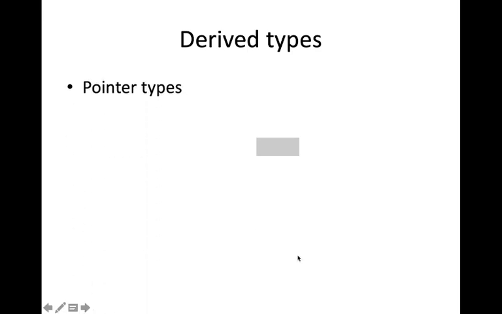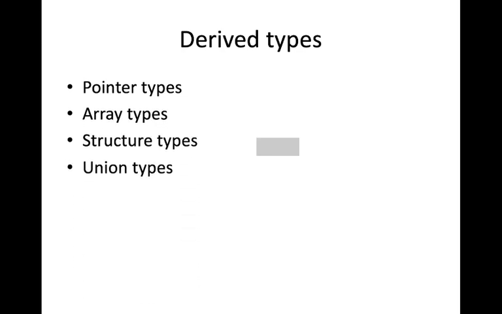Then derived data types. The second data type is derived data types. In that we have pointer types. We will study about pointer types later. Then array types are there, structure types are there, union types are there, and function types are there. We will see all these derived data types in later sections. We will not study all these things now.